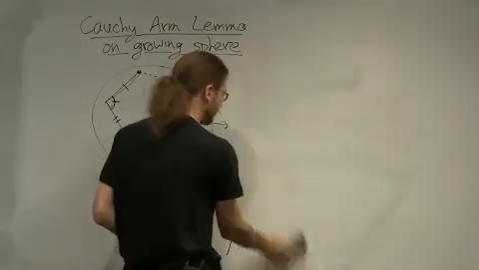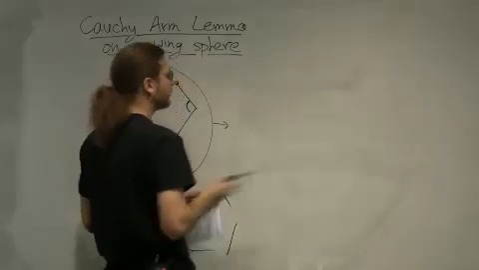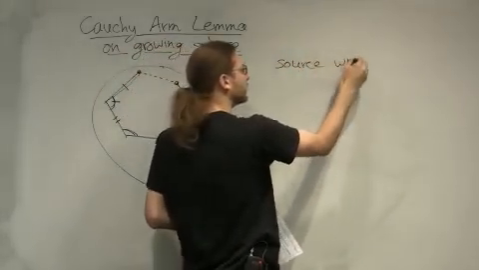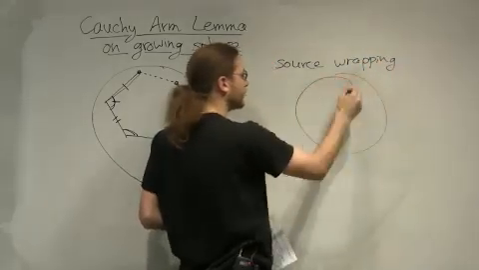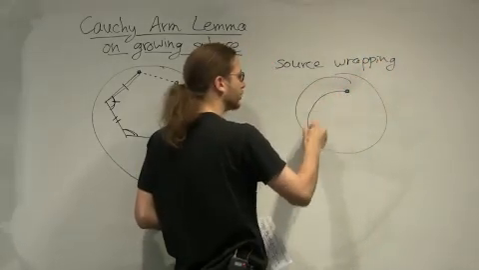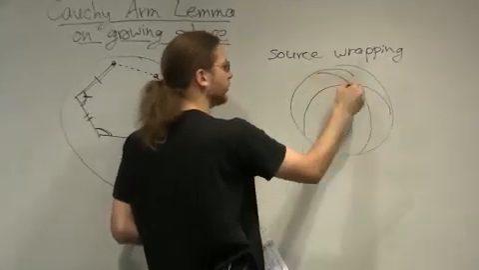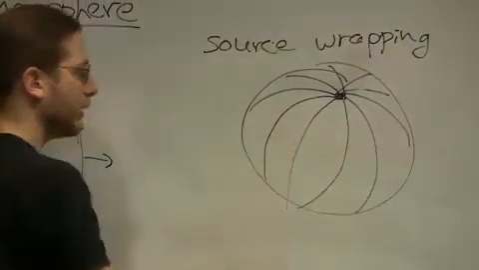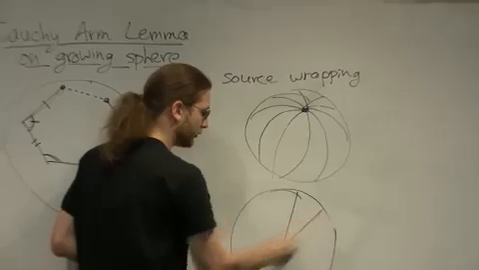And it's really easy once you have this lemma. So let's start with the source wrapping. Remember, we had a sphere, and at the North Pole we took all these shortest paths from the North Pole to the South Pole. All of those lines. When you unfold this, you get a really big disk, and all of those lines become straight.